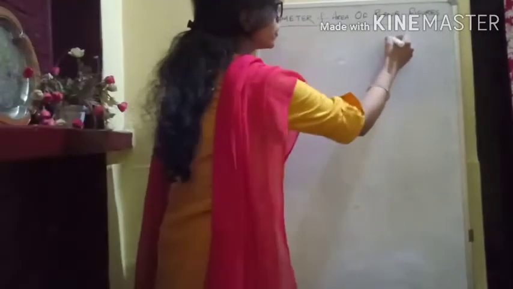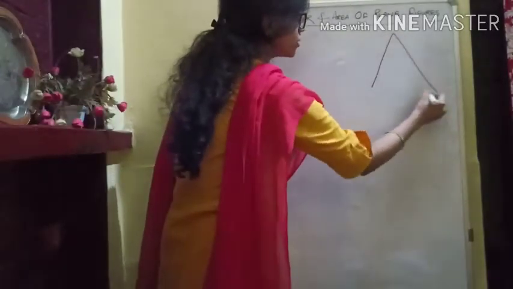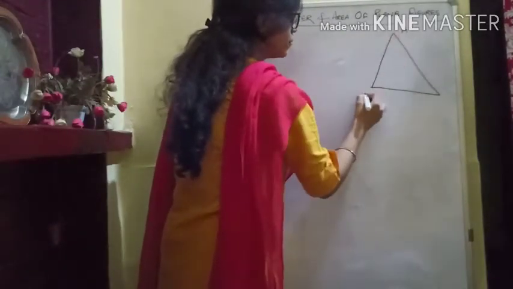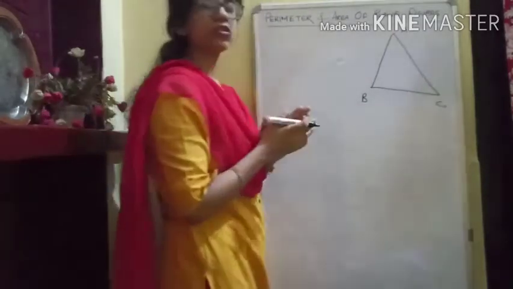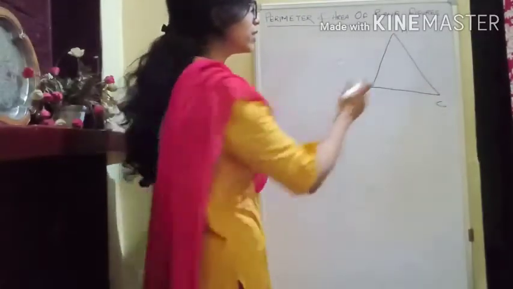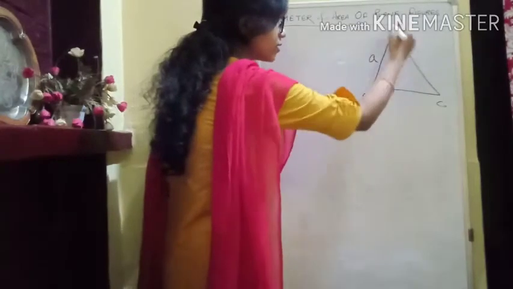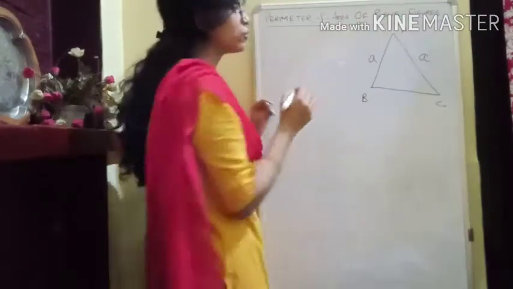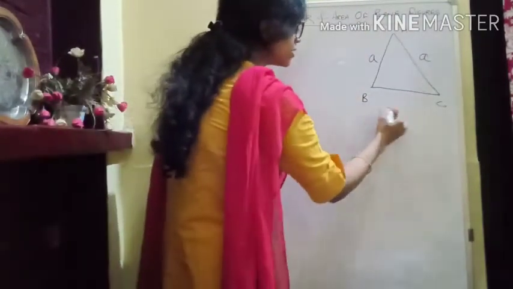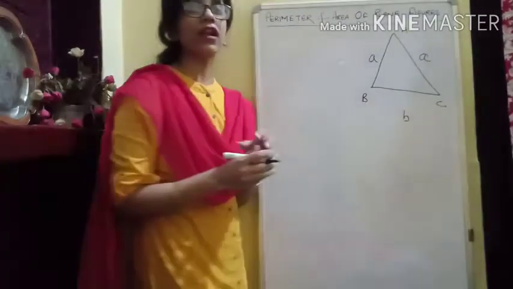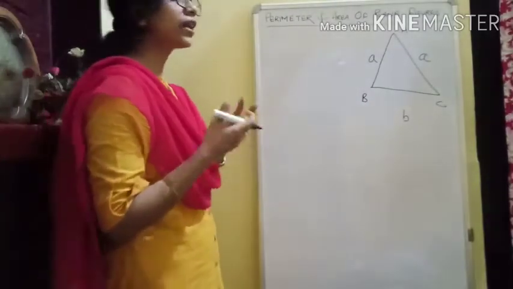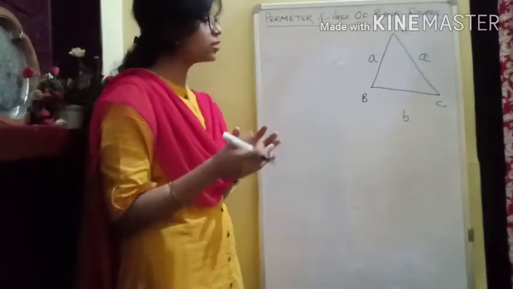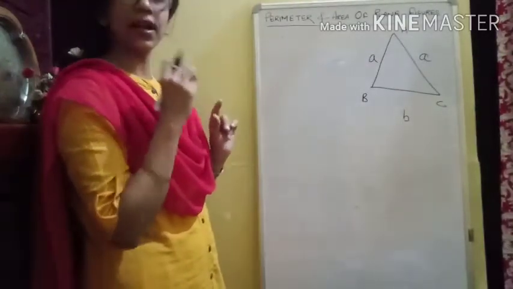Okay, so here we are going to take an isosceles triangle ABC. Since it is isosceles, that means two sides will be equal. Let's say AB side and AC side are equal, and both of them are equal to a. And this BC side is b, small b. And now we have to calculate the area. Area will be half base into height. To calculate it, we need height or perpendicular.